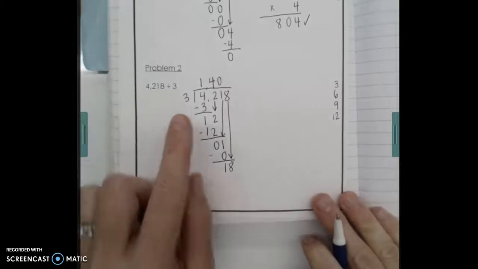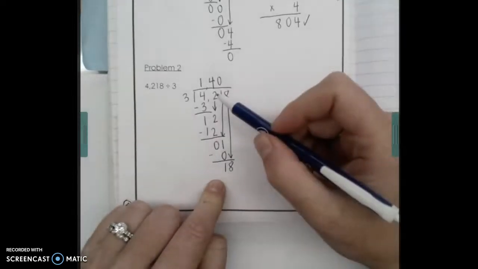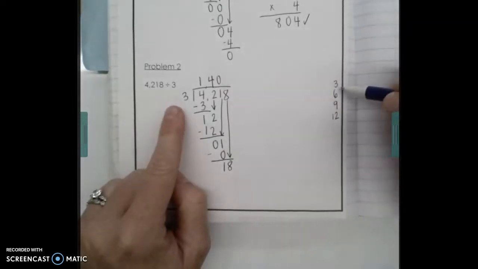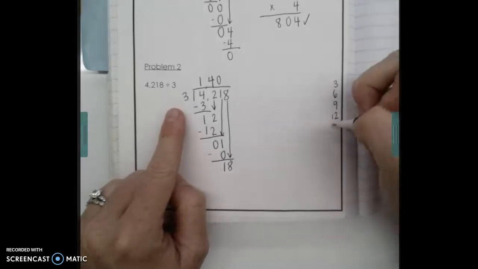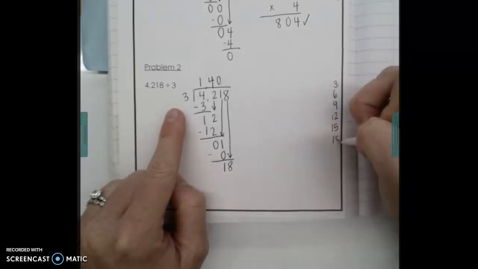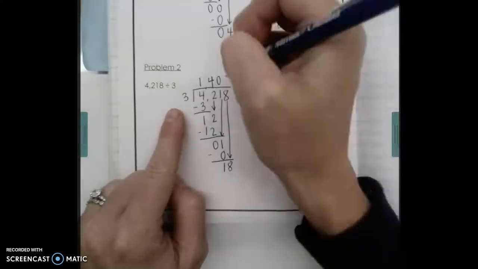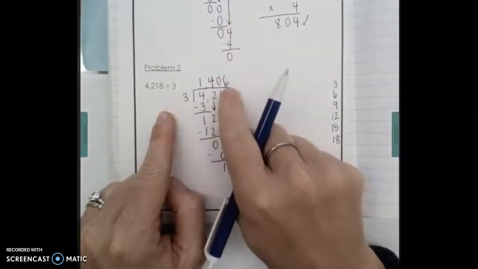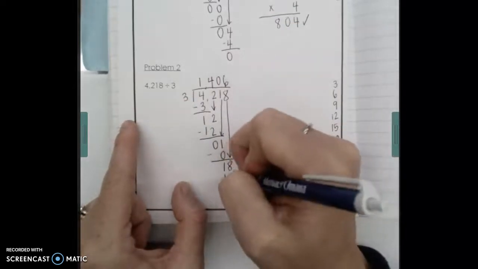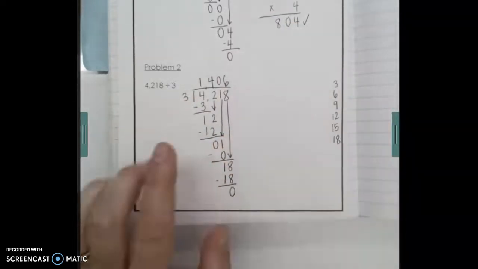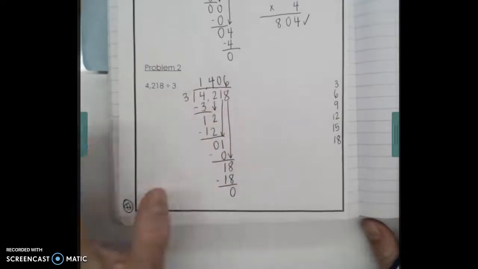So now I have 3 into 18. So I'm going to skip count. I have 3, 6, 9, 12, 15, 18. So how many times is that? 1, 2, 3, 4, 5, 6 times. 3 times 6 is 18. Minus 0, no remainder. So there's that 0 in my quotient.